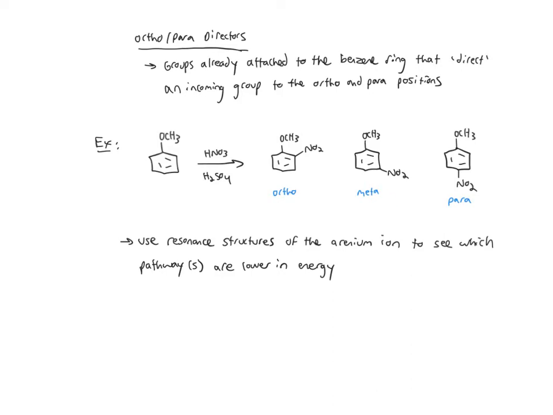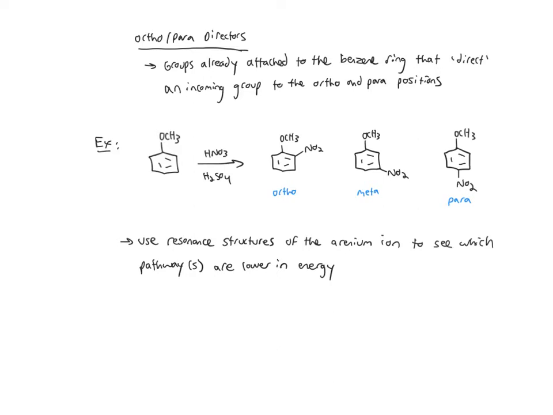And then we have para as our last option, and that's where we're putting this new group directly across the ring. This is the only way we can draw the para product because there's only one position directly across the ring from the group that's already on the ring. And so what we're going to take a look at is, for these three products, how can we tell which one or which ones are going to be favored?